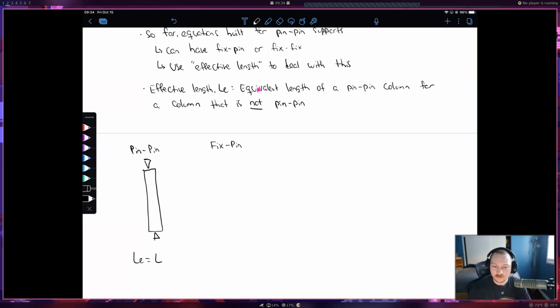Alright, then we can have a fixed-pin column or pin-fix, it doesn't matter. For this, our effective length is going to be equal to 0.7 times the length of the column. So thankfully, it's a simple equation. This equivalent length is going to be 70% of the length of this fixed-pin column.